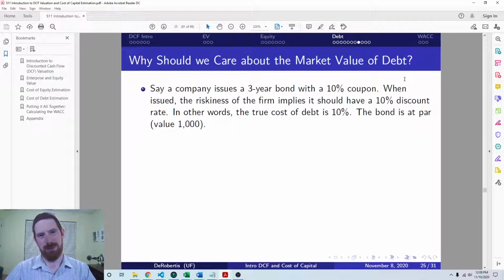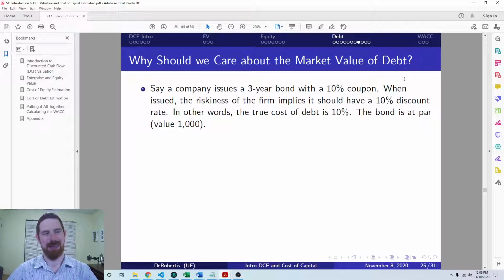So, why should we care about all of this? Let's walk through an example. A company issues a bond. It's a 3-year bond, 10% coupon. And as is typical for essentially every bond, the bond is going to be issued at par. That means that the value of the principal is equal to the price at which the bond is being issued.